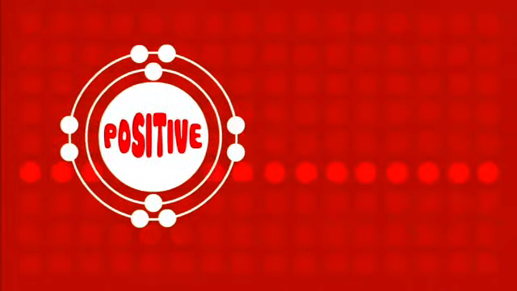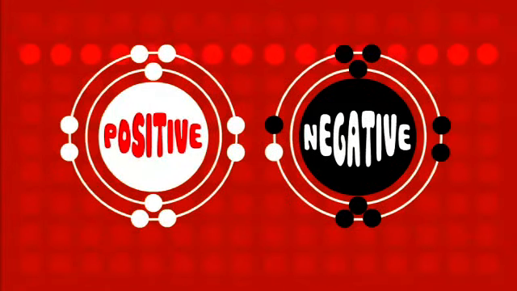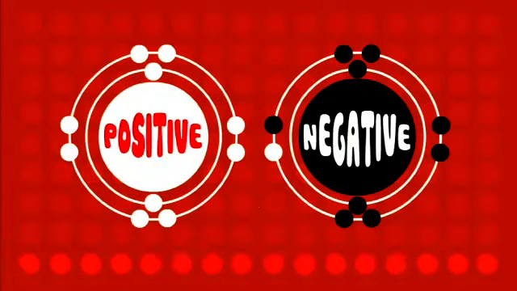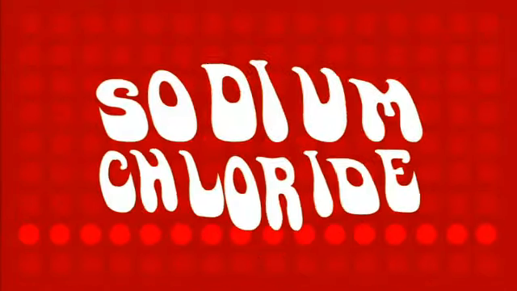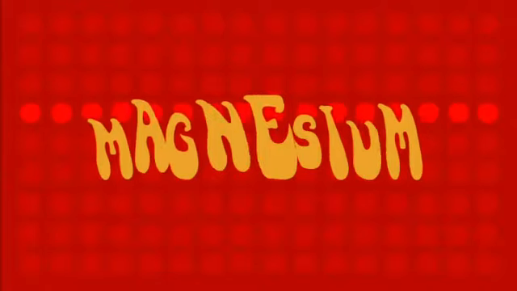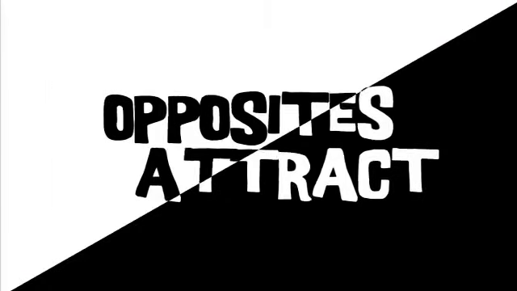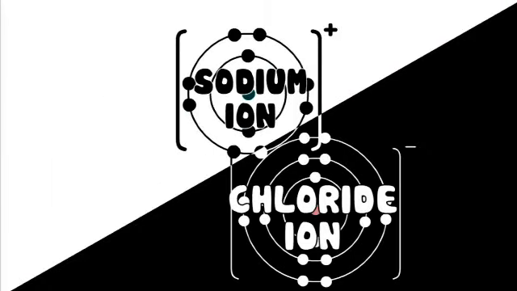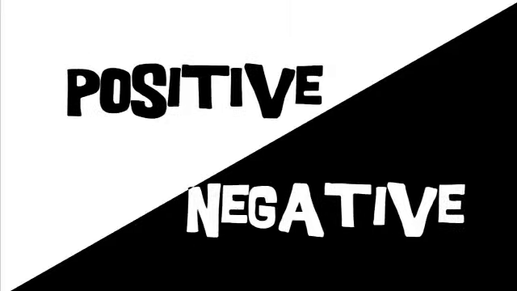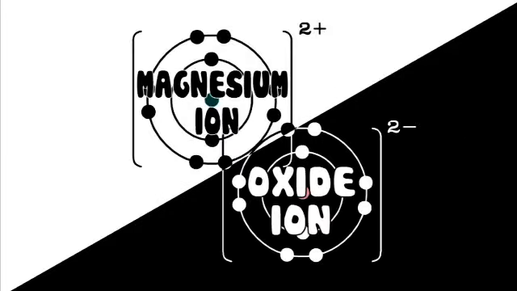The positively charged metal ions and the negatively charged non-metal ions strongly attract each other. For example, sodium bonds with chlorine to form sodium chloride. Magnesium bonds with oxygen to form magnesium oxide. There is a strong electrostatic force of attraction between these oppositely charged ions. This is called an ionic bond.